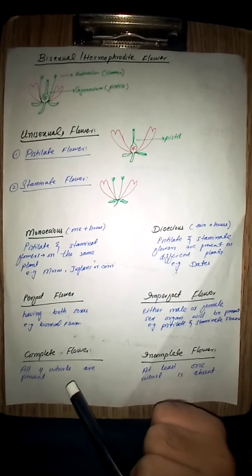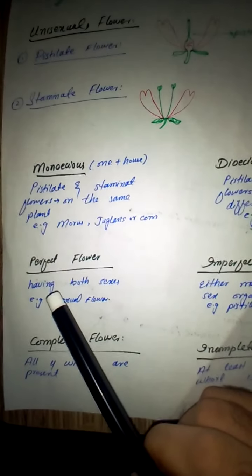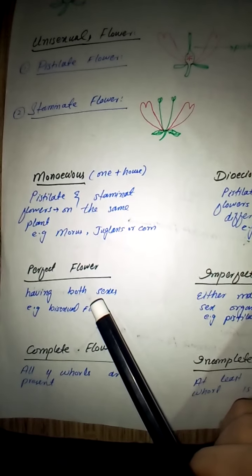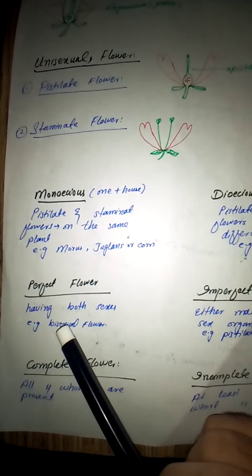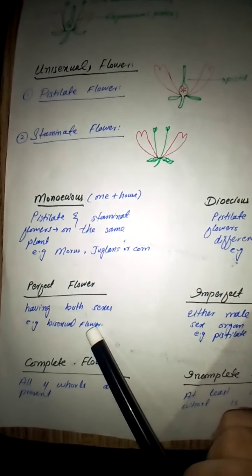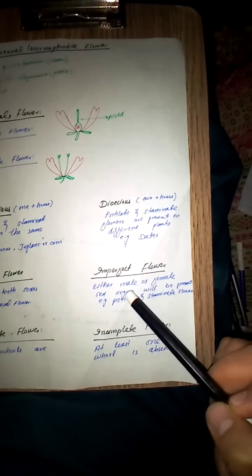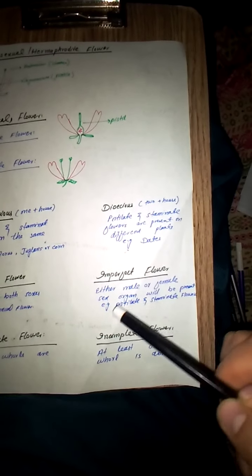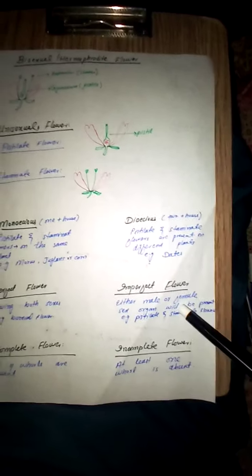Perfect flower. Now, what is a perfect flower? Perfect flowers are those flowers having both sexes, male sex organ and female sex organ. If they are present, such a flower will be perfect. For example, bisexual or hermaphrodite flowers are perfect flowers. Imperfect flowers are those flowers in which either the male or the female sex organ is present, not both. The examples of such flowers are pistillate and staminate flowers.